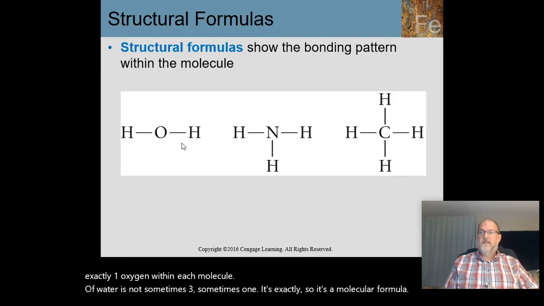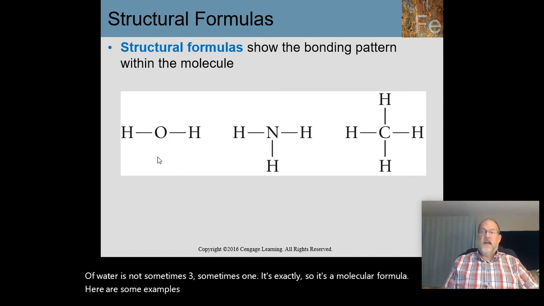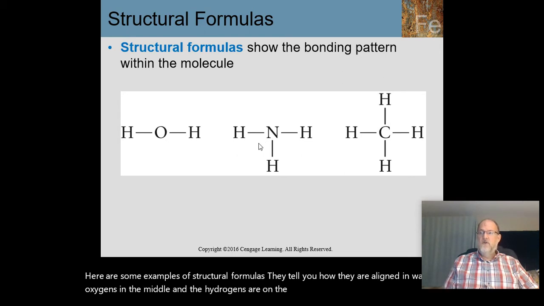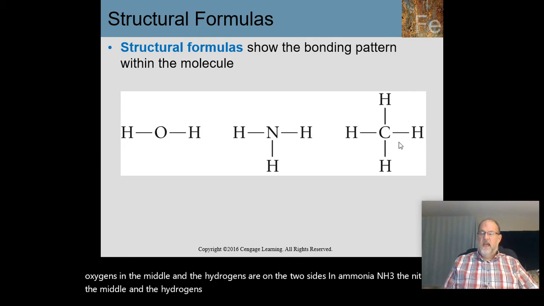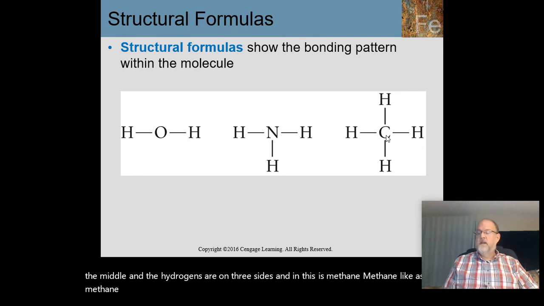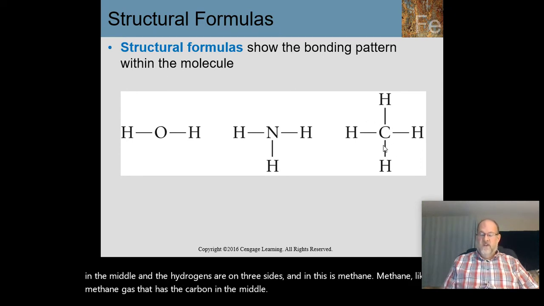So here are some examples of structural formulas. They tell you how the atoms are aligned. In water, the oxygen's in the middle and the hydrogens are on the 2 sides. In ammonia, NH3, the nitrogen is in the middle and the hydrogens are on 3 sides. And this is methane, like methane gas, that has the carbon in the middle and the 4 hydrogens on the outside.